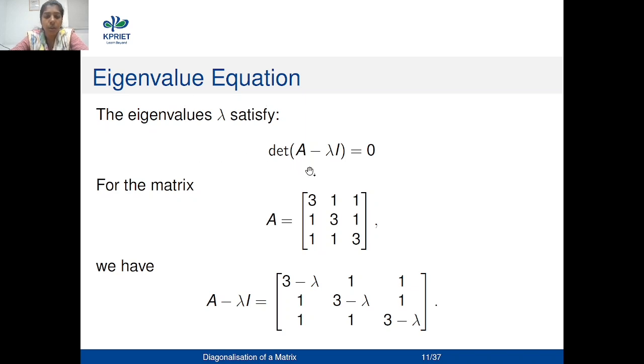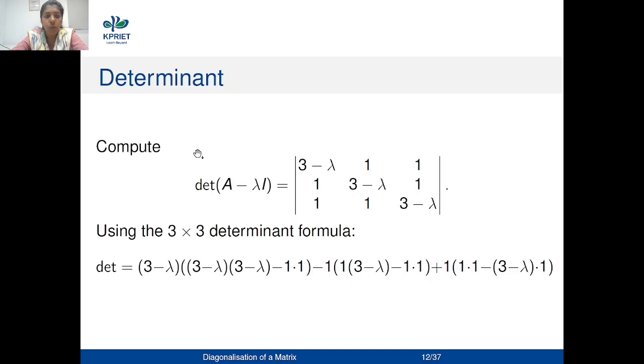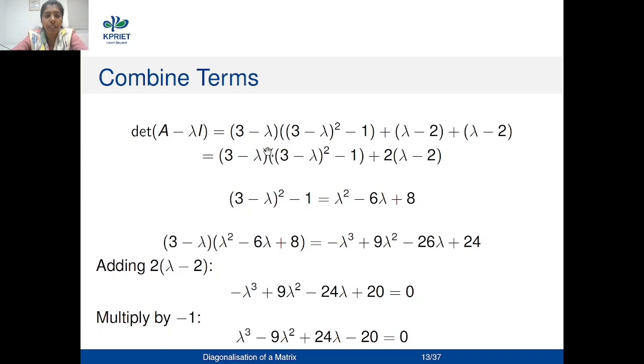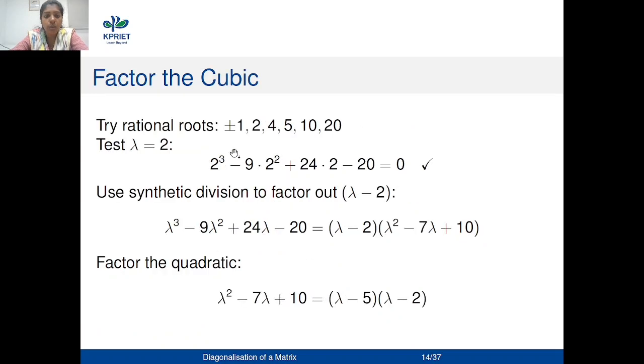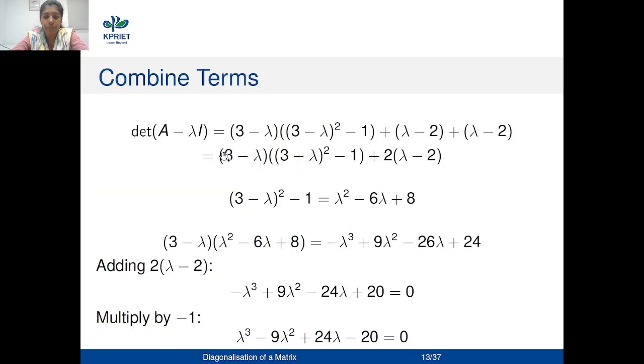Based on the methodology, determinant of A minus lambda I. So A minus lambda I comes as 3 minus lambda, 1, 1; 1, 3 minus lambda, 1; 1, 1, 3 minus lambda. After finding the determinant of this matrix and making further simplification, the reduced expression which I have got is lambda cube minus 9 lambda square plus 24 lambda minus 20 equal to 0.